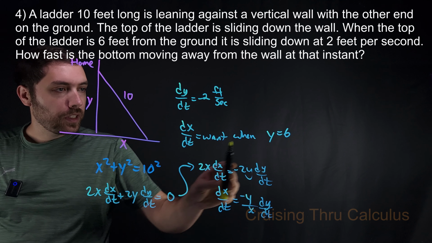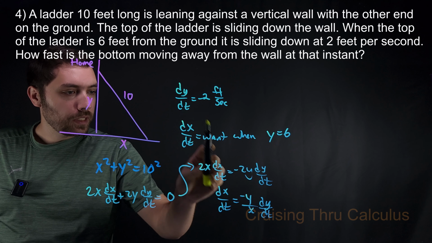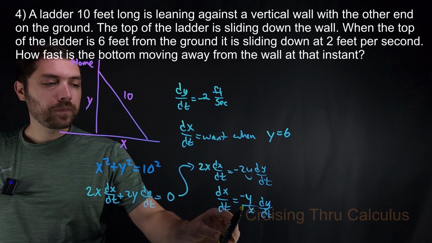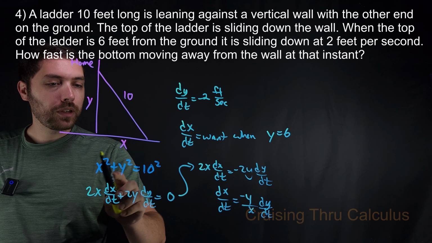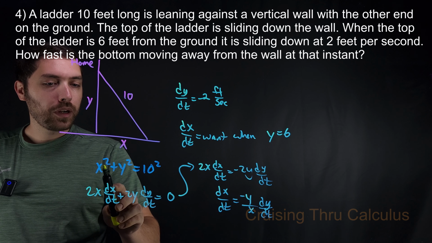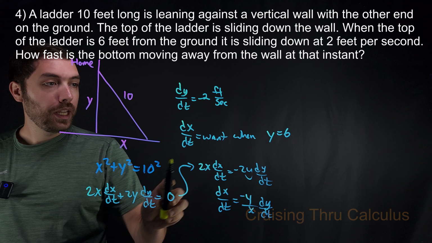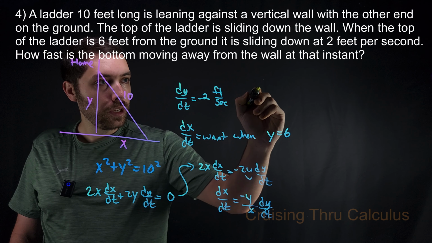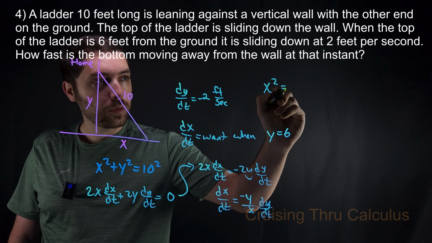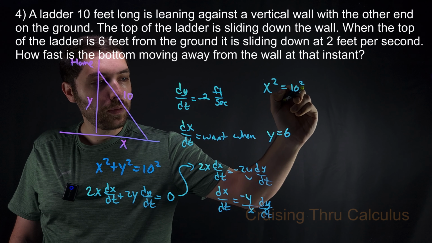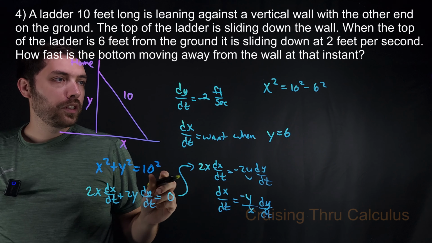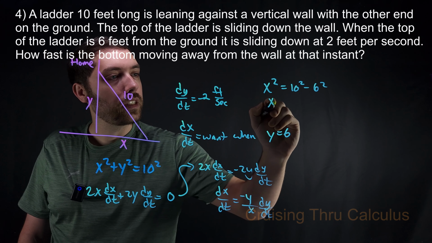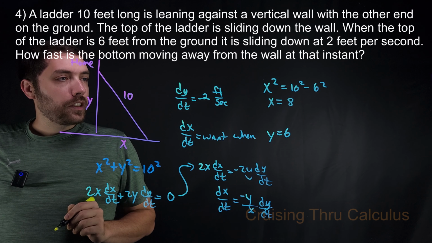Okay, it's time to start plugging things in. I know that y is equal to 6. I know dy/dt is negative 2. Ooh, I don't know what x is, at least not yet. But I can figure it out, because if you look right here, I have an equation where x squared plus y squared is equal to 10 squared, and if I plug 6 in for y, I can find out what x is. So let's do that. We're going to get x squared equals 10 squared minus 6 squared. So that's going to be 100 minus 36, which is 64, and the square root of 64 is 8. So that means x is equal to 8.